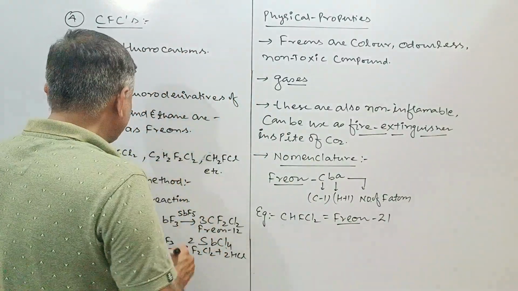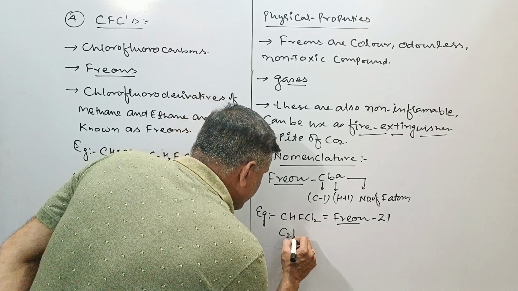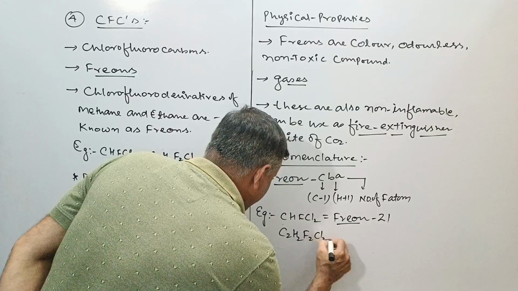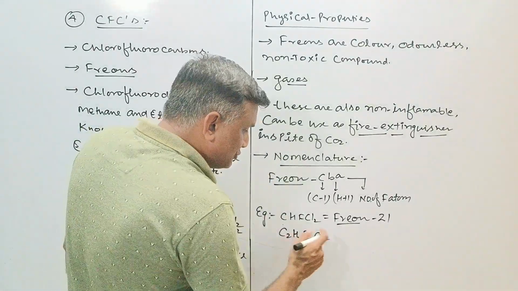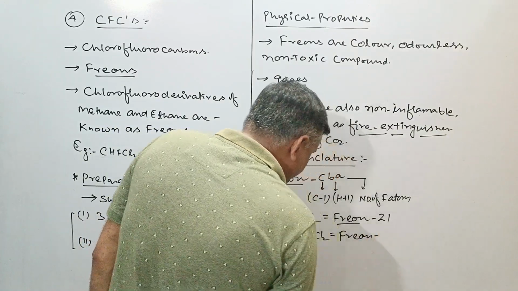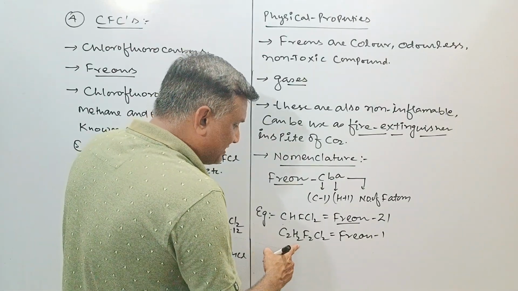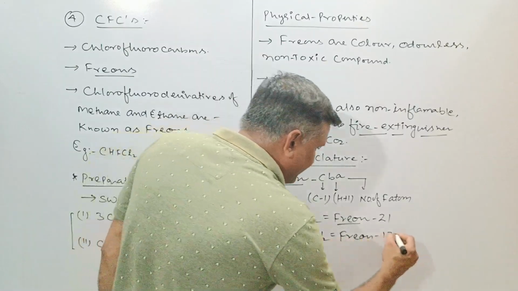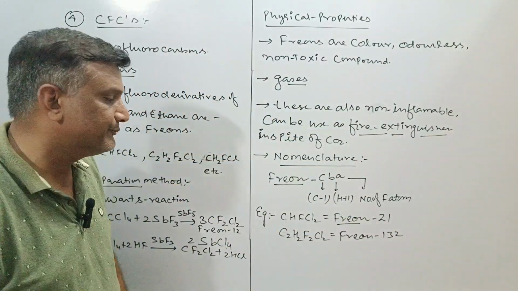We can take another example, that is C2H2F2Cl2. So what will be the name? Here the carbon is 2, so first of all we will write the name as freon. Carbon minus 1, this will be 1. Number of hydrogen atoms is 2, so here will be 3. And number of fluorine atoms will be 2. So we can call it in practice as freon 132.